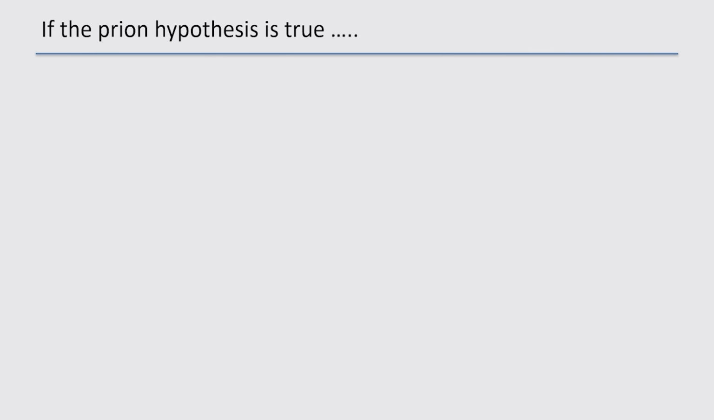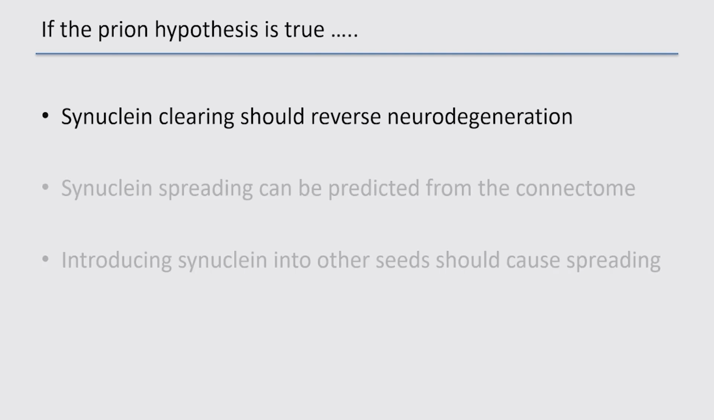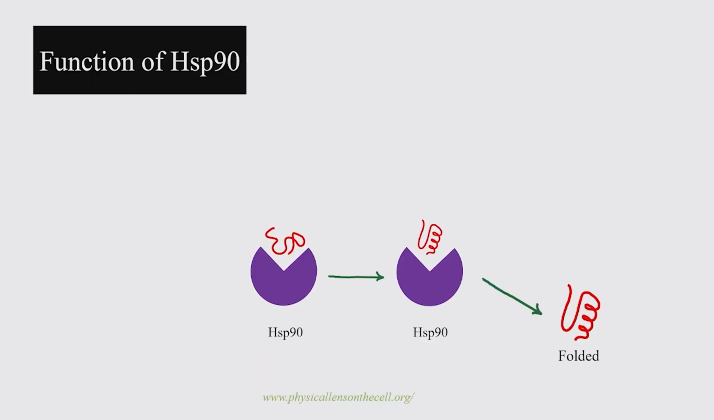So if the prion hypothesis is true, we think that synuclein clearing should reverse neurodegeneration. We think synuclein spreading can be predicted from the connectome, and introducing synuclein to other seeds should cause a stereotypic type of spreading. So these are the next few experiments that I'm going to show you very quickly. One of the ways we looked at synuclein spreading is by looking at a genetic model of clearance. If you have too much synuclein in the brain, one of the ways we hope we can reverse neurodegeneration is by helping the clearance.